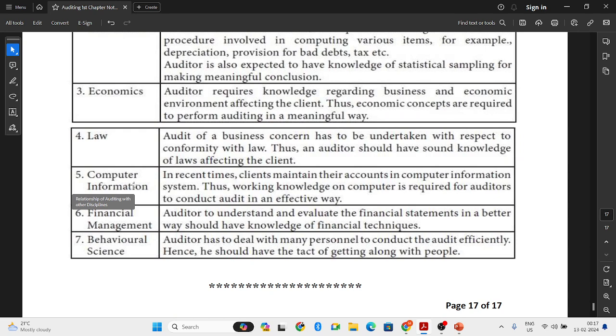Next is behavioral science. The auditor should deal with the people of the organization. He should make his people work for him. So he should understand the mindset of the people, understand the behavior of the people, and know how to deal with the people. So behavioral science also plays a very important role.